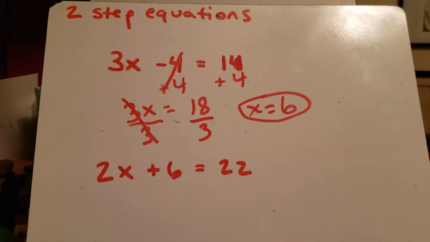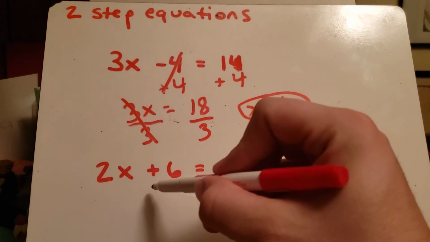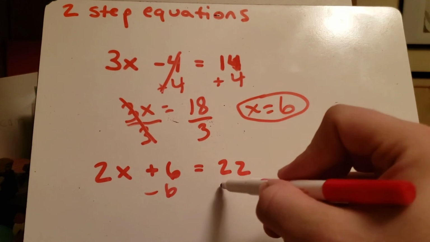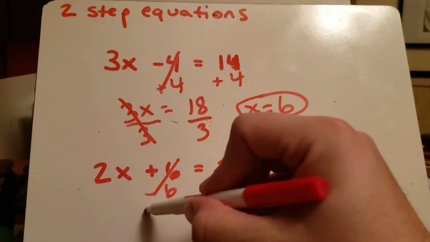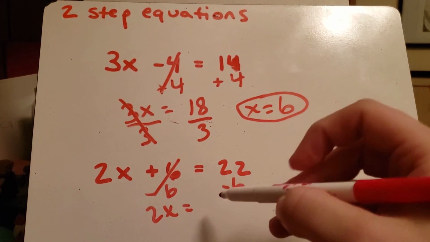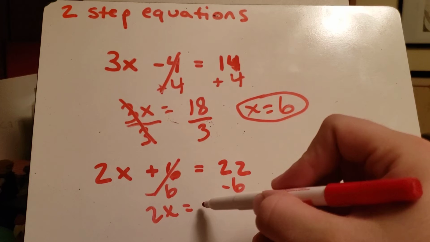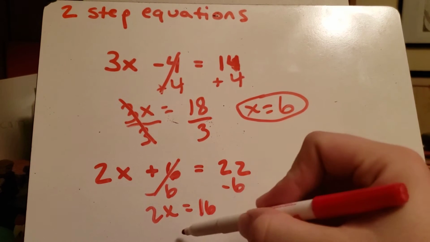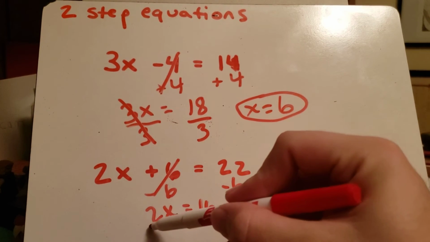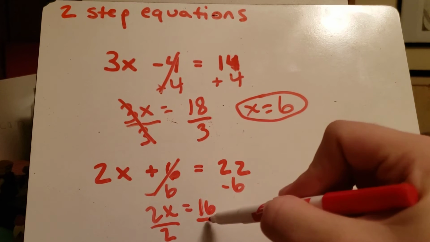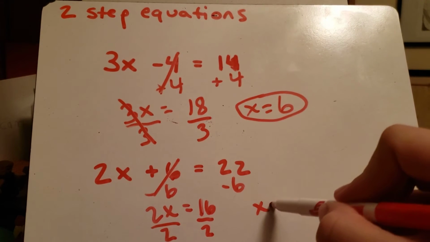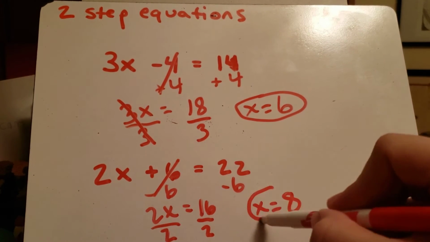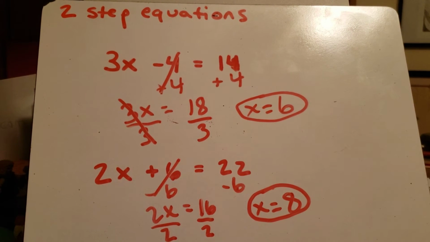Now let's go on to our next one here. We've got 2x plus 6 is equal to 22. So we're going to do our addition slash subtraction first. We're going to subtract 6 from both sides. And we get 2x is equal to 16. And then after that, we have to divide once again, just like the last time. And we get x is equal to 8. And that's our final answer for that one.